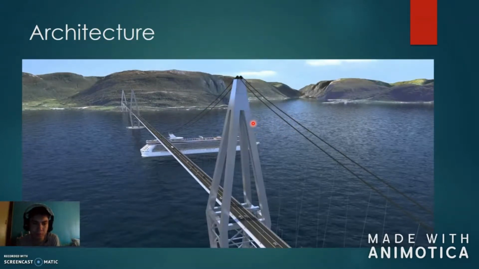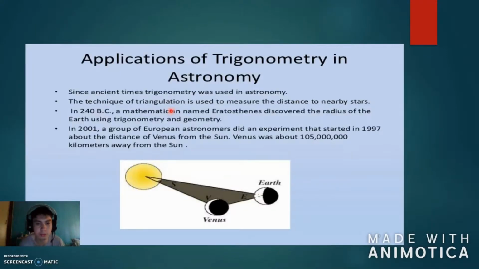Architects also use trigonometry for their designs. Suppose the architect or the civil engineer comes up with this triangle. They will measure the angle, or take a measurement of this angle. So that's how they use trigonometry. They can also use it in many forms.